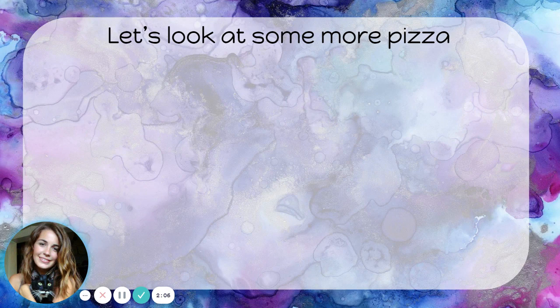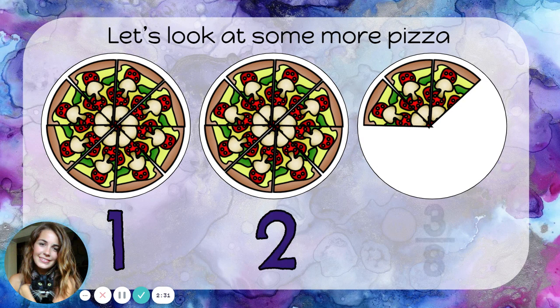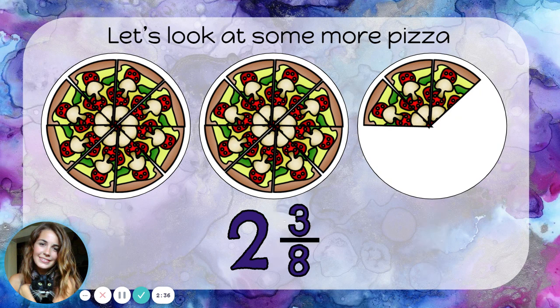Let's look at some more pizza. This time, I can see that my pizza is cut into eighths. Each pizza has 8 slices. Let's write a mixed number to represent how much pizza I have. Remember, a mixed number has a whole number and a fraction. So let's start by counting the whole pizzas. 1 whole pizza, 2 whole pizzas, and then I have 3/8 of another pizza. So I have 2 3/8 pizzas.